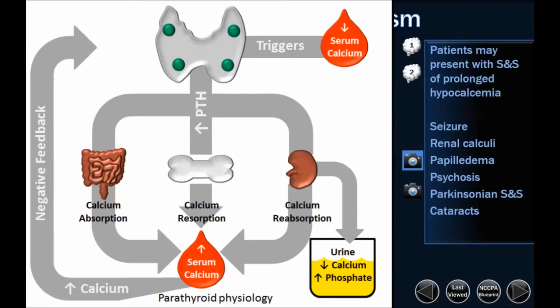So normally when parathyroid hormone is increased and present, we're going to have absorption in the gut, we're going to have resorption from the bone, so that there'll be more serum calcium, and we're going to have the kidney reabsorb or keep the calcium. So this means the urine calcium then will be decreased once parathyroid goes up. So that's the parathyroid physiology.